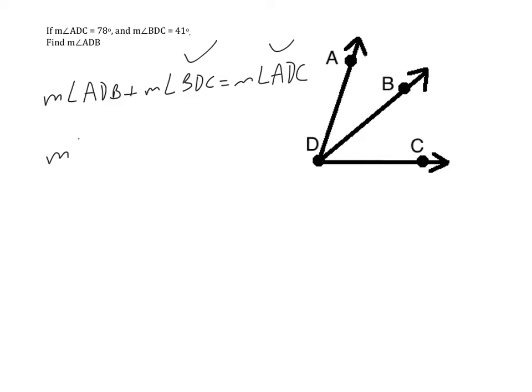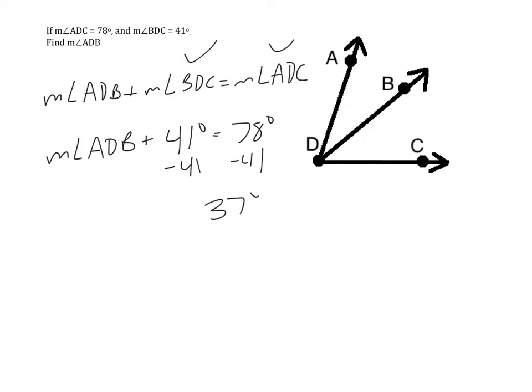So I don't know the measure of angle ADB, but I know that BDC is 41 degrees and ADC is 78 degrees. So I'll just subtract 41 from each side to find the remaining, and that's going to be 37 degrees is the measure of ADB. So that's the basics of the angle addition postulate.